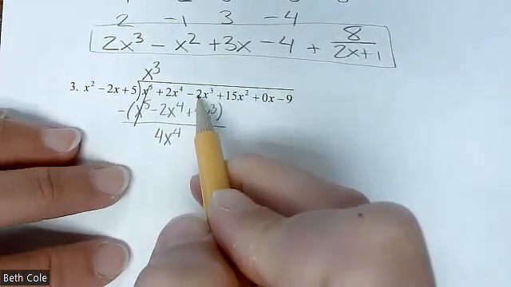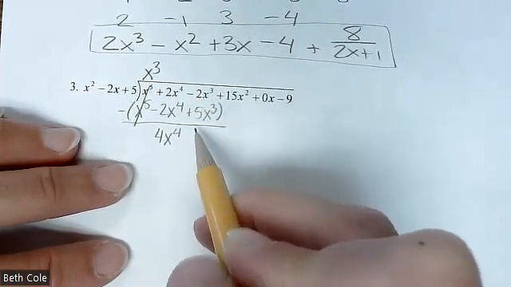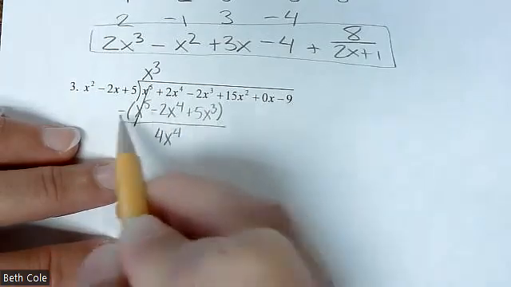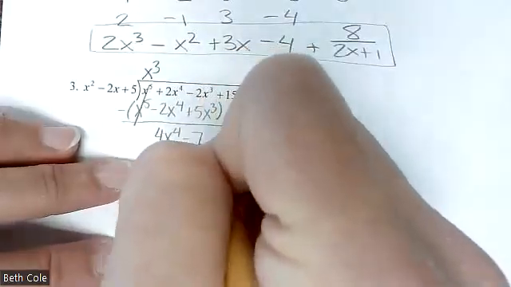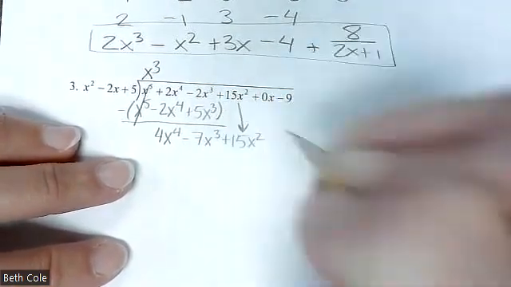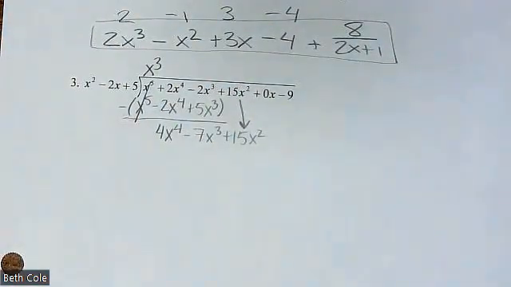And then look, it's negative 2 minus 5. So what would that give us here? It's negative 2 minus 5. Negative 7x to the 3rd. Bring down the 15x squared. Here we go again. I'm going to just be quiet for a second so that if you had a mistake, you can fix it.